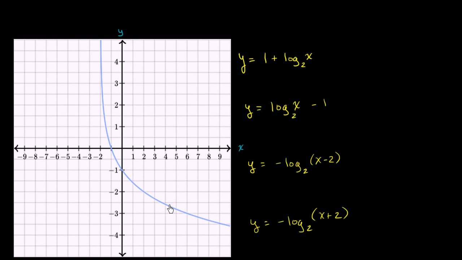So we have a graph right over here, and we have 4 potential function definitions for that graph. And so what you might want to do is pause the video right now and think about which of these function definitions are actually being depicted in this graph right over here. So I'm assuming you've given a go at it. Now let's work through it together.